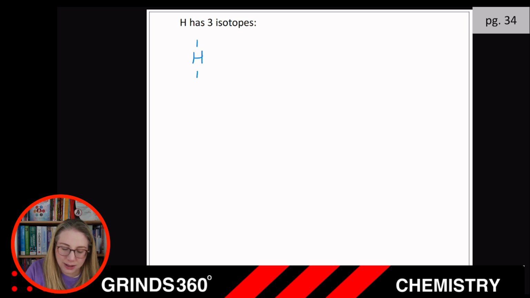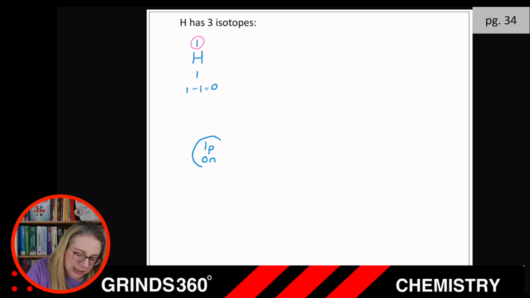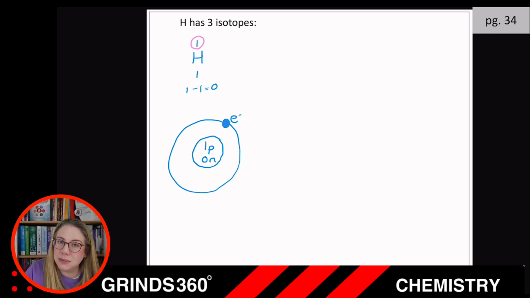Now, from these numbers, the number on the top is telling you that you have one proton in the nucleus. So if I was drawing a diagram of this, I have one proton in the nucleus. Now, how many neutrons would I have? You'd have 1 minus 1, which is 0. This atom of hydrogen would have no neutrons in the nucleus. Now, it's an atom of hydrogen, so we have 1 electron. The number of electrons is the same as the number of protons. Now, that's the first isotope.